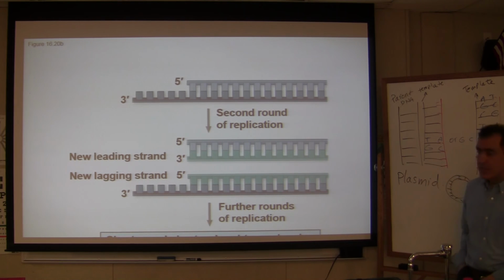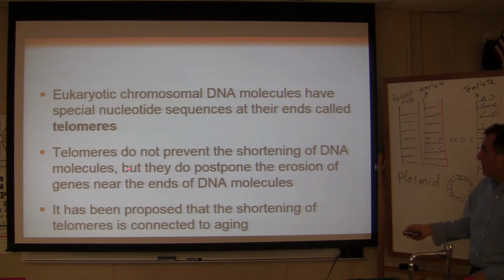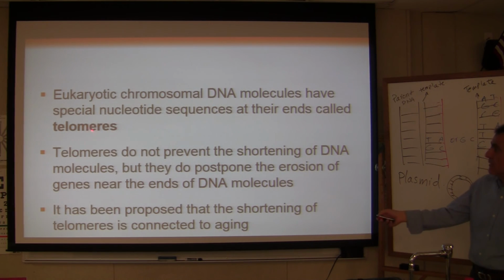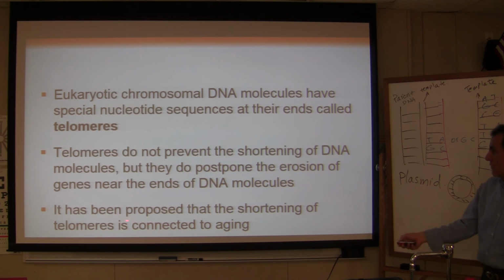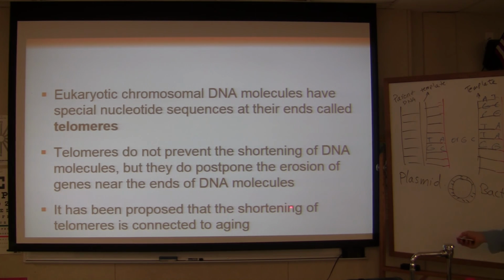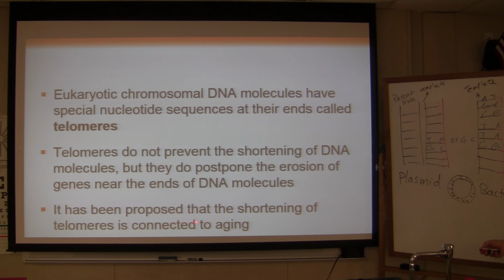Okay, telomeres are the ends of the chromosomes right here. It has been proposed that shortening of telomeres is connected to aging. So the DNA of a 60-year-old man and the DNA of a 16-year-old boy is different, because of the telomeres.